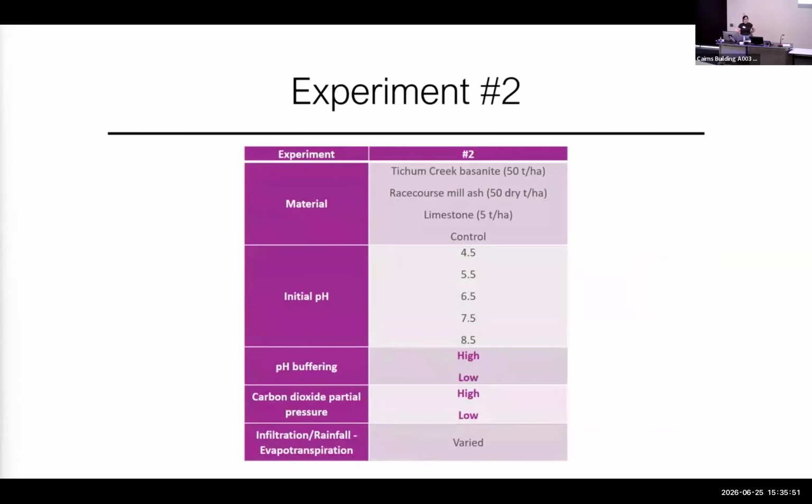So in our future experiments, we keep running with that more realistic varied climate. But in this experiment, we're changing the scenarios. So we have a high and a low pH buffering capacity and a high and a low carbon dioxide concentration in the soil to have a look at the effects of those.